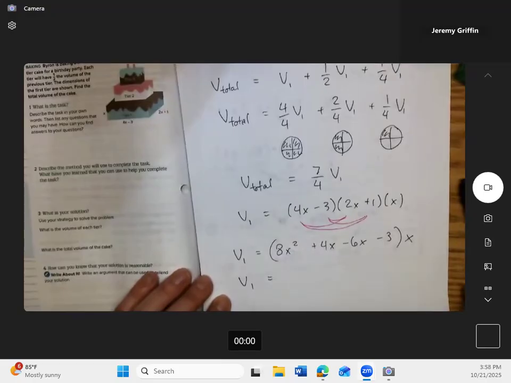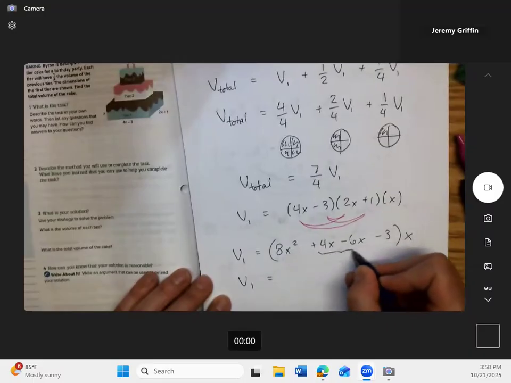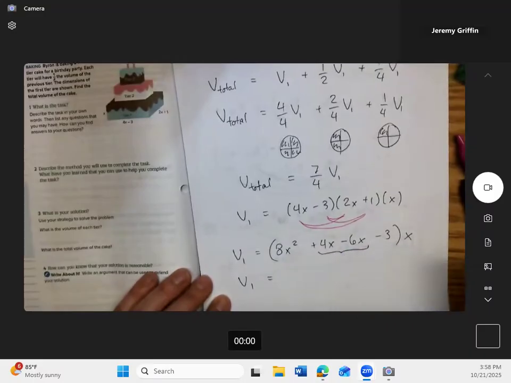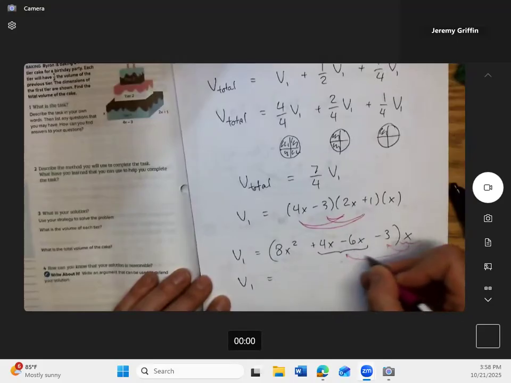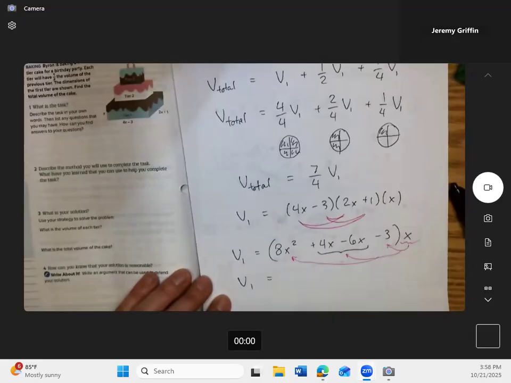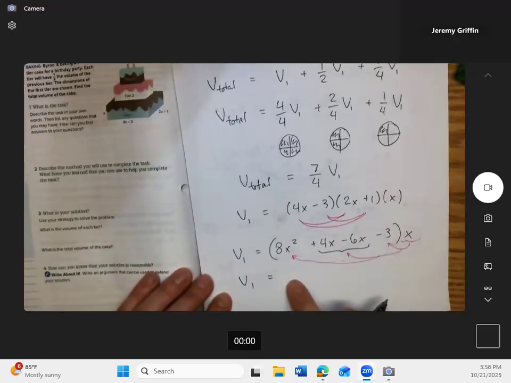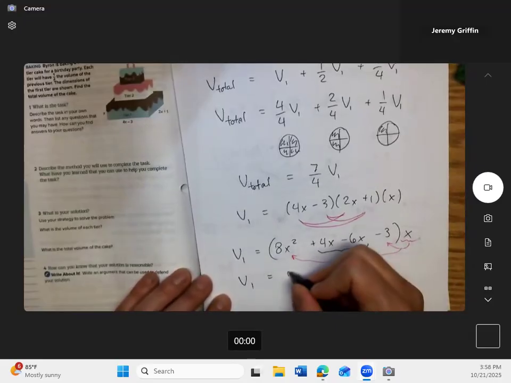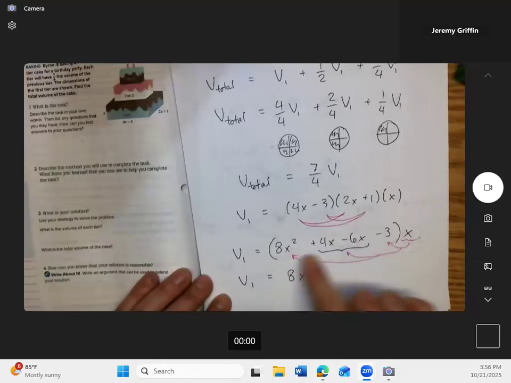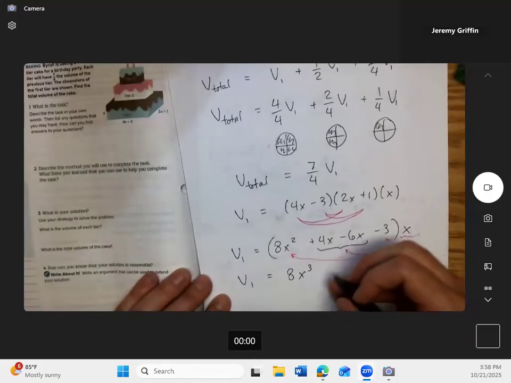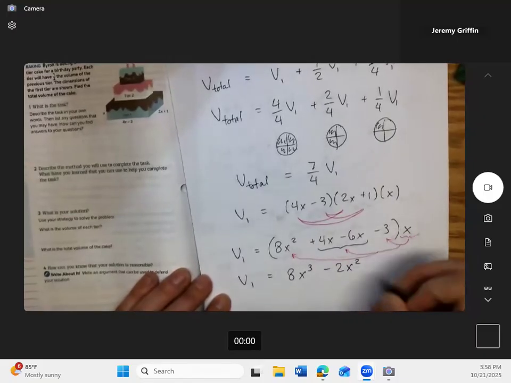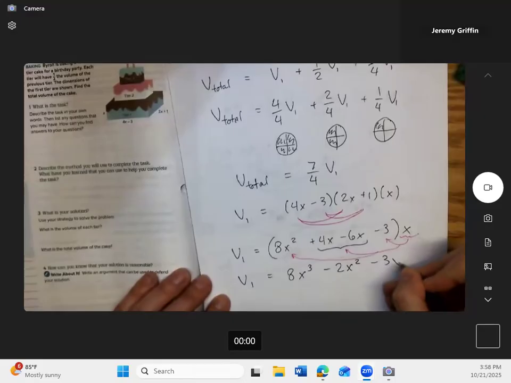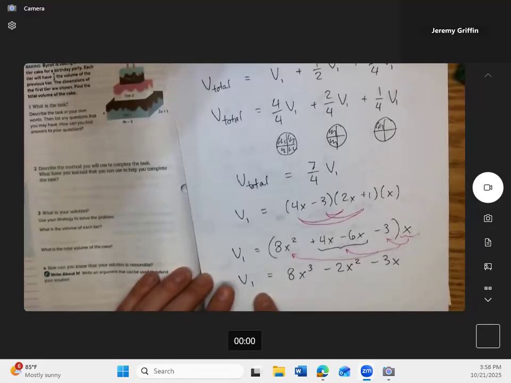Let me clean this up. I'm going to do 2 steps in one. First of all, can I combine the 4x minus 6x to make negative 2x? At the same time, I can multiply this x into each one of these terms. So volume 1 is 8x to the 3, because x squared times x gives x cubed. Negative 2x times this x gives negative 2x squared, and this is minus 3x. Remember, that's the volume just of tier 1.